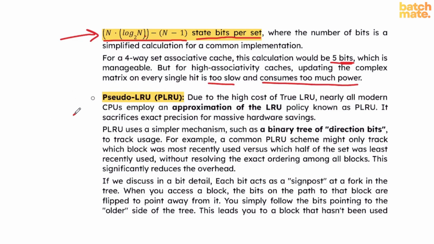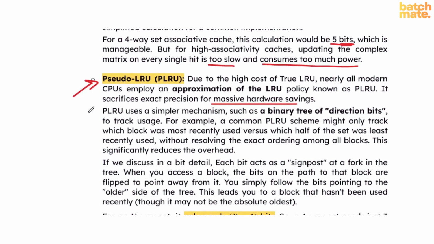They cheat. They use Pseudo-LRU or PLRU. It sacrifices the exact precision of LRU for massive hardware savings. The concept here is, we don't need to know exactly who is the oldest. We just need to find someone who is pretty old.